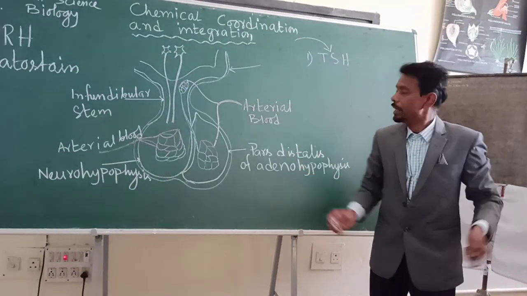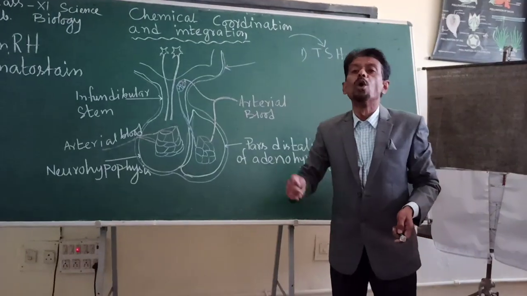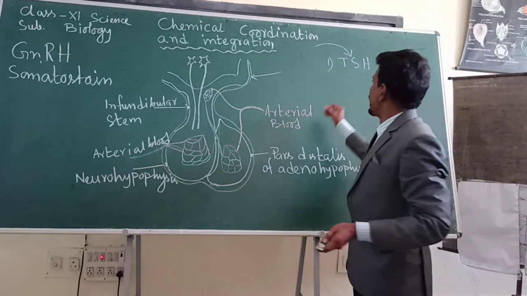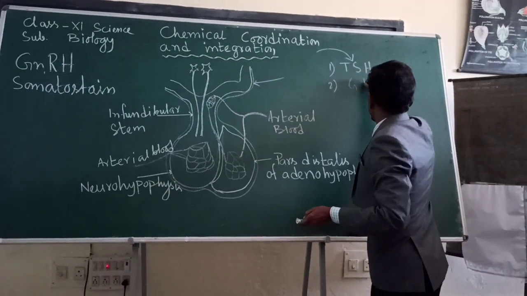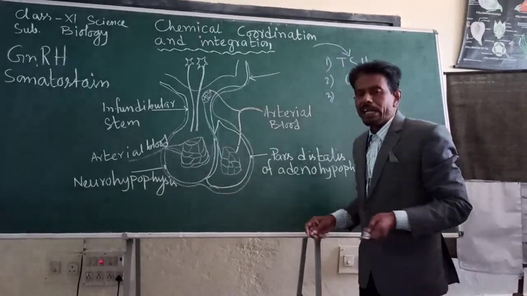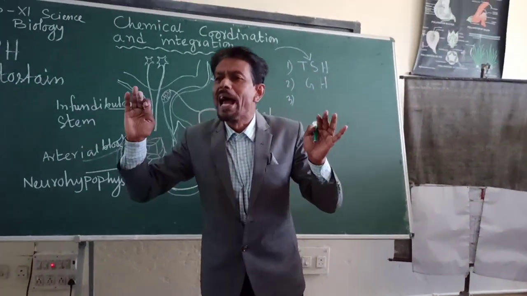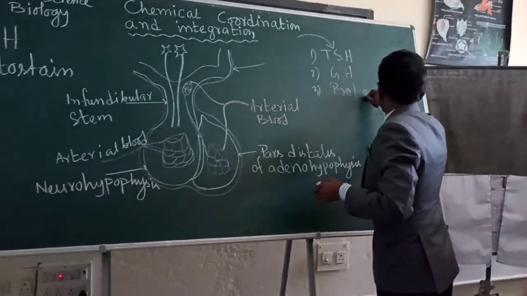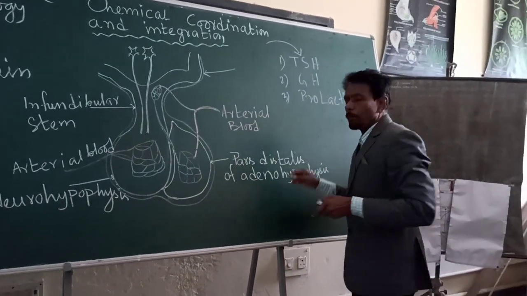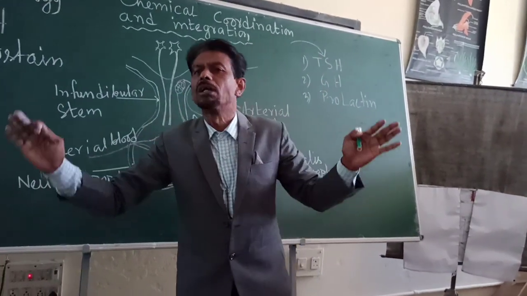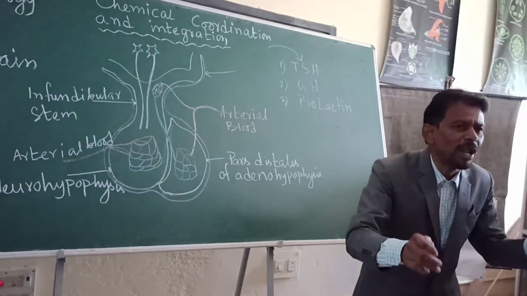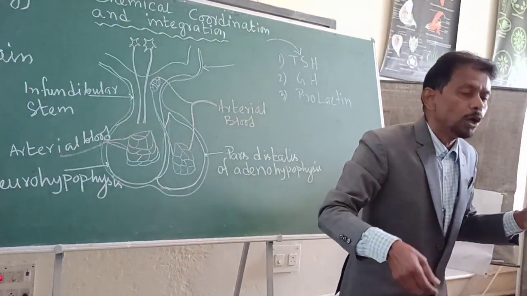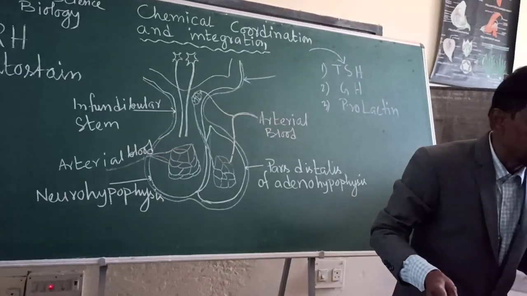Yes, very clear? Then it is secreting growth hormone, GH. Then it is secreting prolactin. Prolactin hormone, when secreted, will stimulate the mammary gland of the female to produce milk.